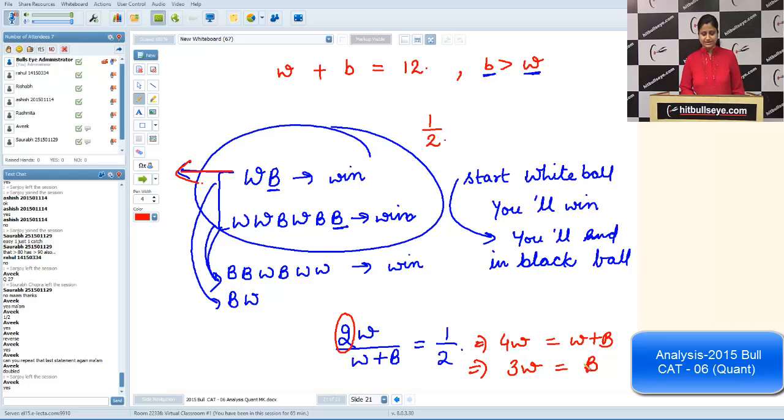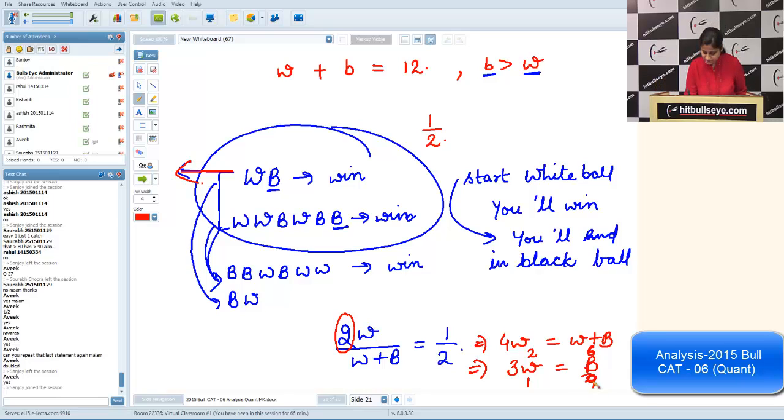The only thing we can take is, we take W as 1, B will be 9. If we take W as 2, it will be 6. As you have one more equation, W plus B is 12. Sorry, so it will be 3 and 9 only. Clear?